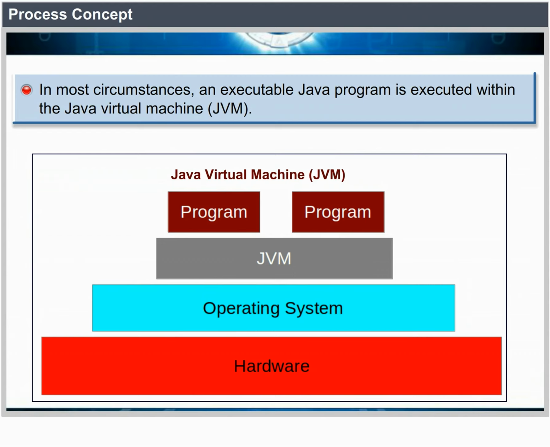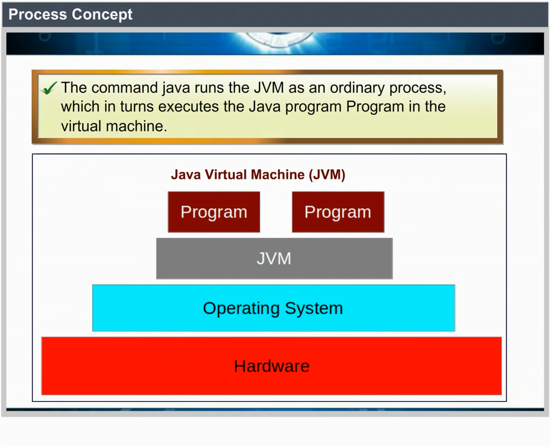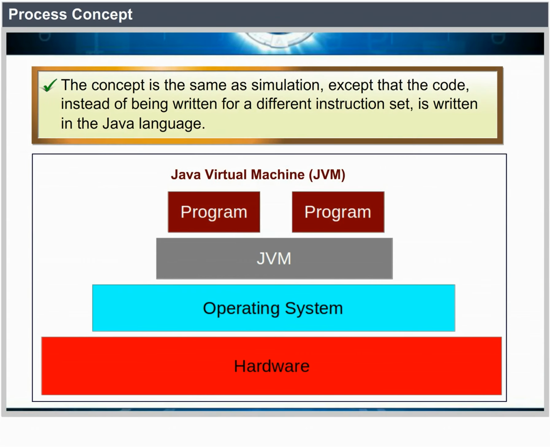The JVM executes as a process that interprets the loaded Java code and takes actions via the native machine instructions on behalf of that code. For example, to run the compiled Java program, program.class, we would enter java program. The command java runs the JVM as an ordinary process, which in turn executes the Java program in the virtual machine. The concept is the same as simulation, except that the code, instead of being written for a different instruction set, is written in the Java language.